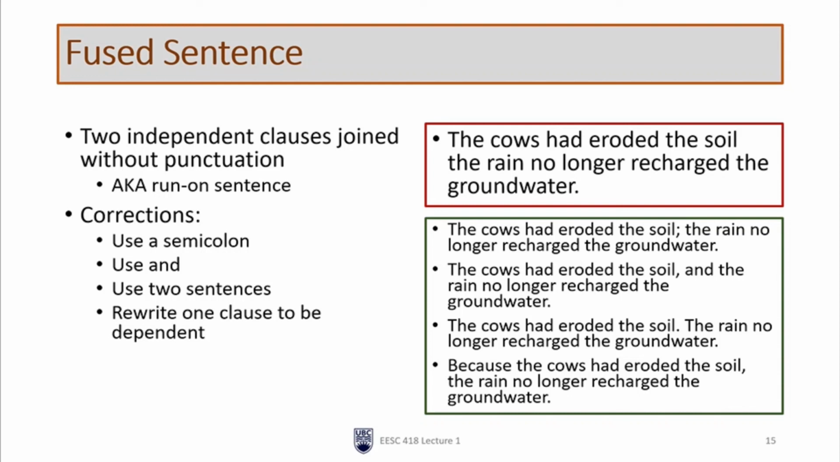In this case, we have the exact same corrections that we made with the comma splice. We can use a semicolon to connect two independent clauses within the same sentence. We can use the word and. We can separate these into two complete sentences, or we can rewrite one of the clauses to make it a dependent clause, dependent on the independent clause, and make one complete sentence. Notice that we do have semicolons, dashes, and other punctuation coming up soon in our topics. So we'll go over some of these again.